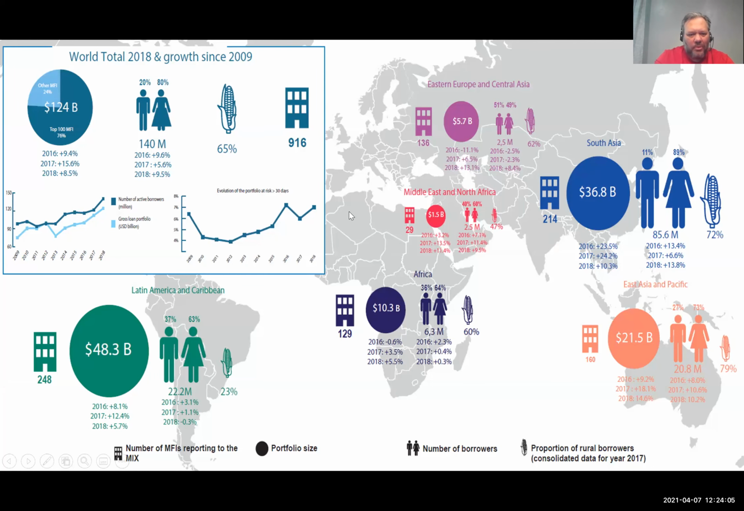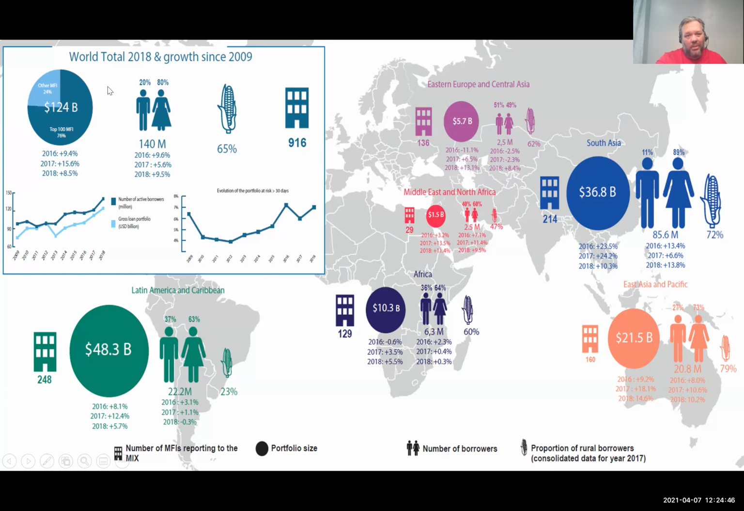I did want to show you this one more thing. This is looking at microfinance throughout the world. And so you can see 48.3 billion loaned here, 37% to males, 63% to female. In South Asia, a whole lot, 36.8 billion, again, 89% to female, 11% to male. And you can see down here, this little corn thing means the proportion of rural borrowers. So 70% of the loans were to rural people, 62% here. This is Eastern Central Europe, a smaller number. Africa, 38 and 64% male to female, with 60% going to rural. Middle East. So you can read all these numbers and get a sense for it.